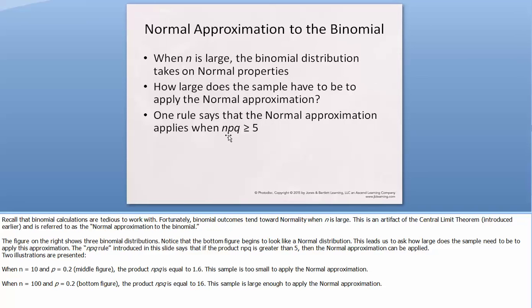Just see if n times p times q is more than or equal to 5, and then you can approximate a binomial with a normal. Soon we will see how it applies. In fact, let's see how npq works out here.